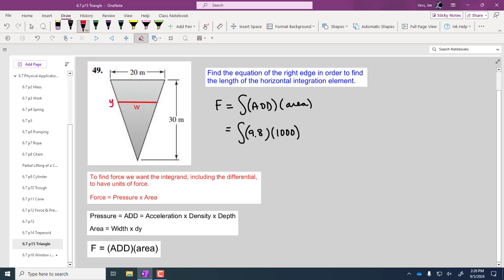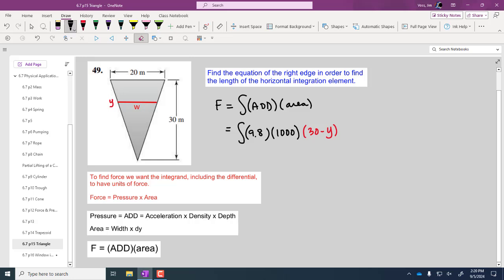So there's our element at a random y. The full distance is 30. The partial distance is 30 minus y. So it's going to be 30 minus y for the depth, or distance below the surface.